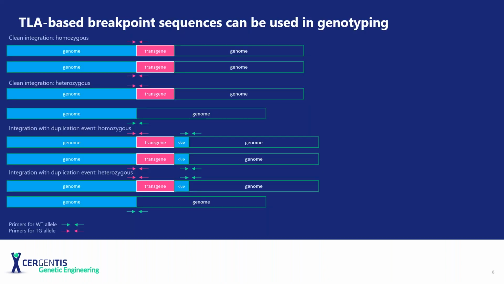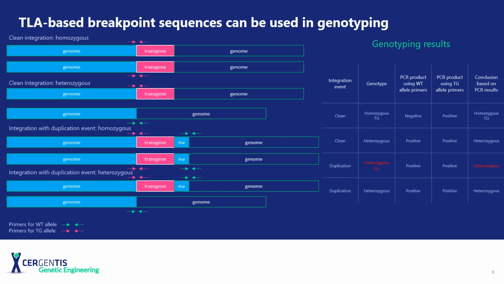So therefore, I also briefly wanted to draw your attention to this slide. Usually when designing genotyping primers, these will be placed on the breakpoint sequence between the genome and the transgene, like you can see in the pink arrows. And to test for heterozygosity, the primer pairs in green would be based on a wild-type genome sequence. Of course, this works in the instance of a clean integration, but what if a duplication has occurred?